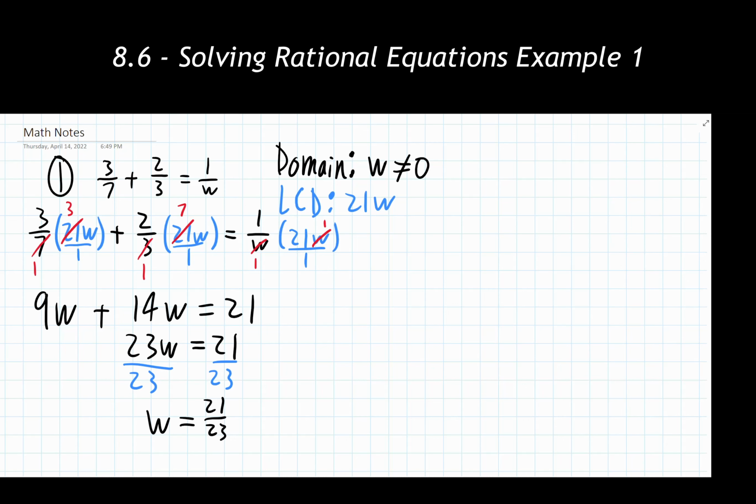Now step 5 says we need to check our answers. Compare any answers to the domain restrictions found in step 1. So our domain restrictions that we have up here tell us that w cannot be 0 for a final answer. Well, we found w to be 21 over 23, which means that what we have isn't listed in our domain restrictions, and therefore is an actual final answer that we could have. And there we go. Our answer for number 1 is going to be w equals 21 over 23.